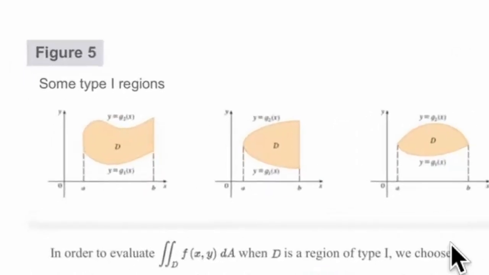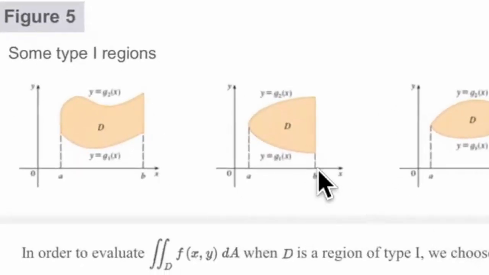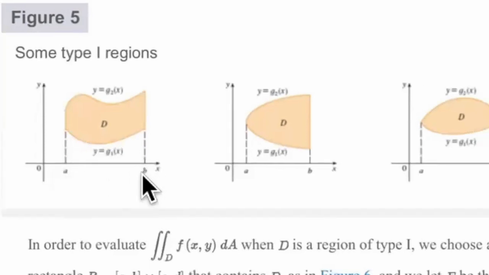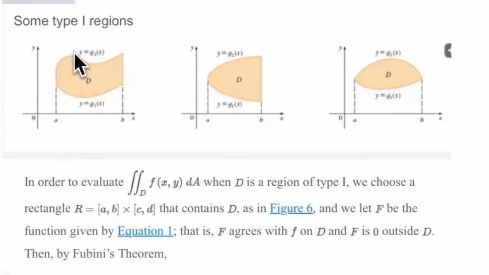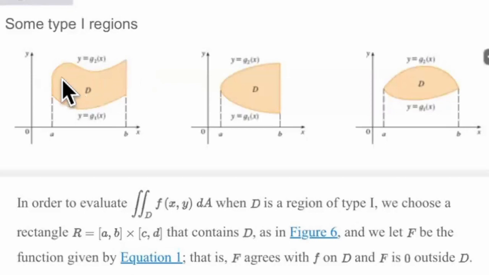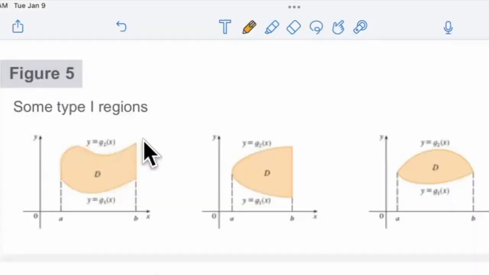This is the type 1 region. As you can see here, the x value is bounded below by a constant a, bounded above by a constant b, right? So x is between two constants, a and b. And then for y, you have two curves. This region has one curve above, one below. Then this kind of region is called a type 1 region.